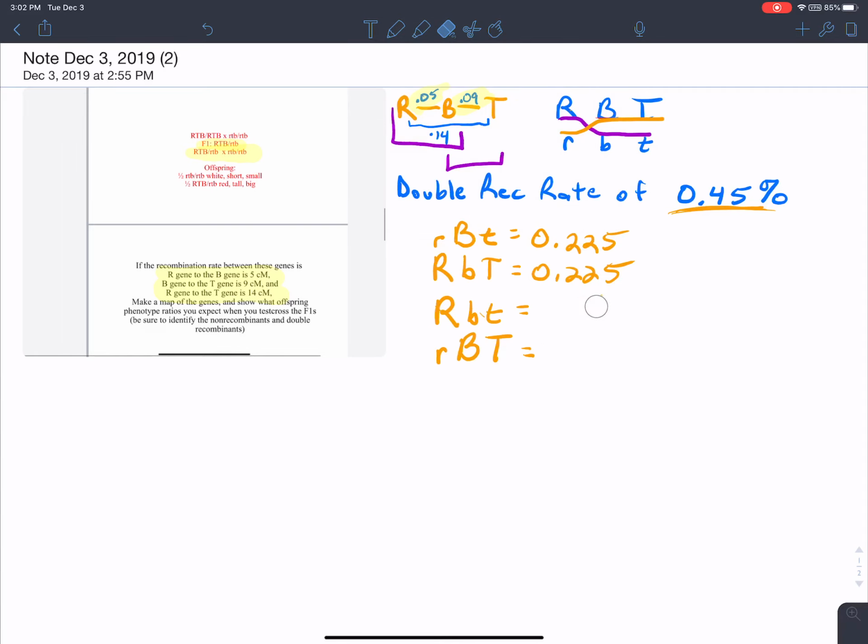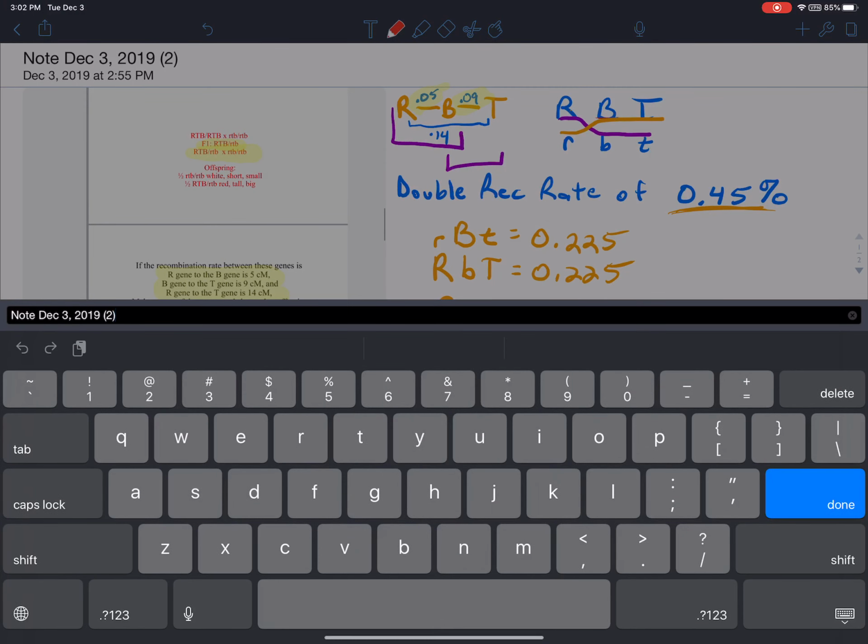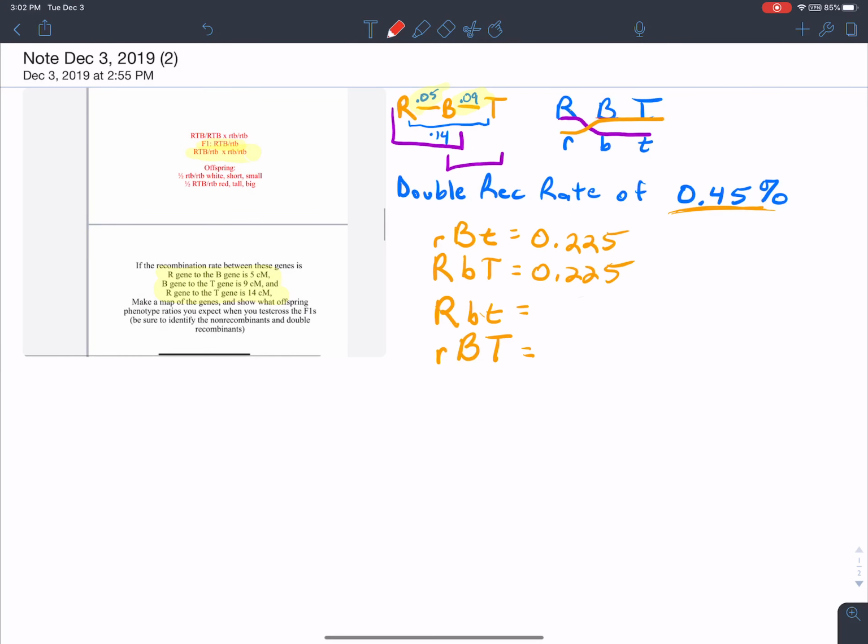Because you know what? That has to include the 0.45 double recombinants. So let's start out with this. Hopefully you're following me. We start out with this guy right here. The 0.05.